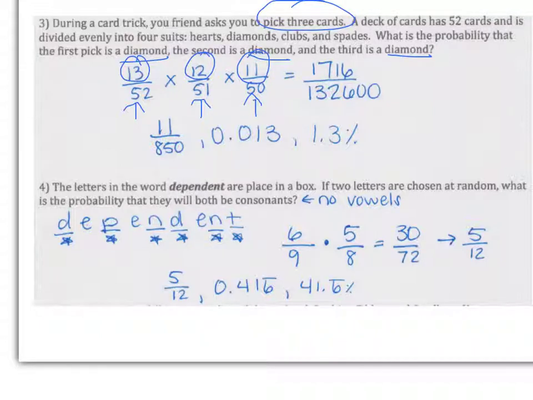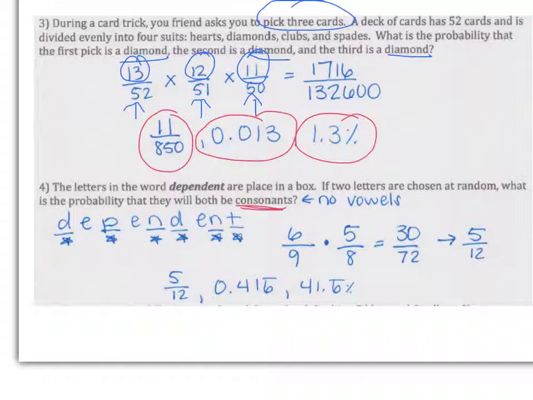So they should not all be 13 because each time you draw one, you have one less in the pile. So I need to see it all 3 ways, of course. I'm looking for 11 over 850, 0.013, and 1.3%.